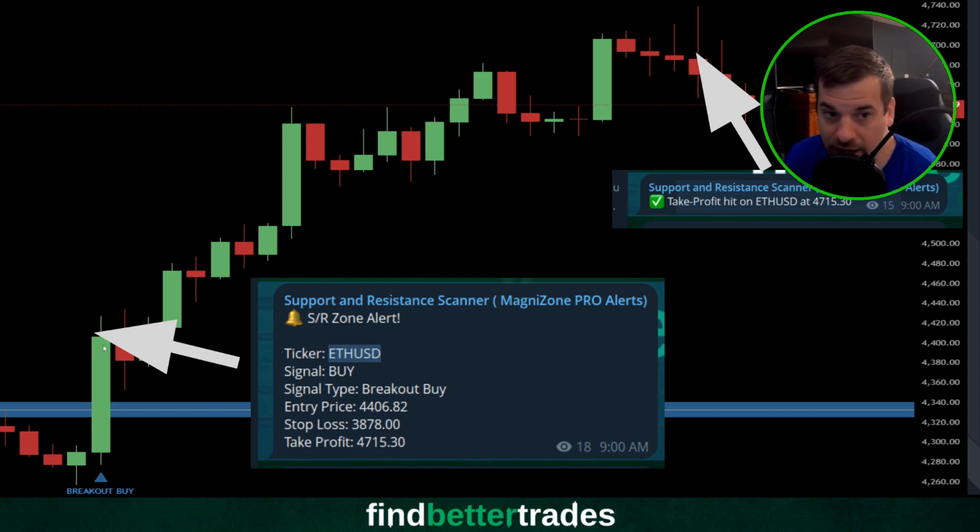So again, this is how I'm trading crypto with breakouts and bounces. This was the entry, 4406, stop loss 383878, and then take profit is all the way up here. This was a big time strong move. It just continued to go up, went a little bit sideways, and then eventually right on this candle we were able to grab the profit, the take profit target.